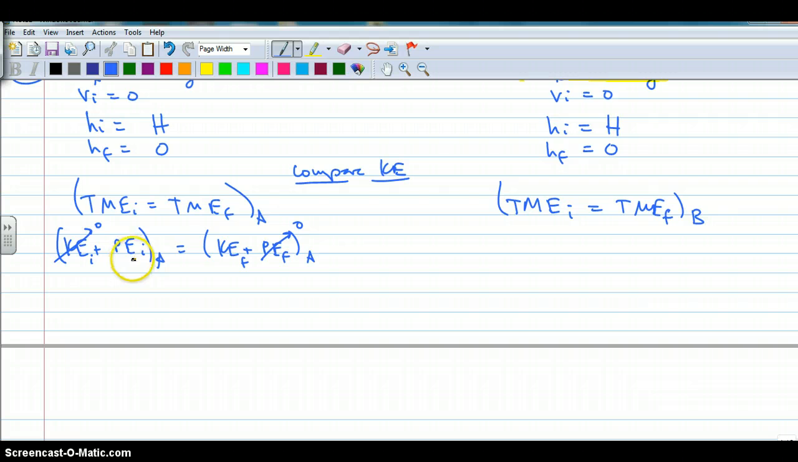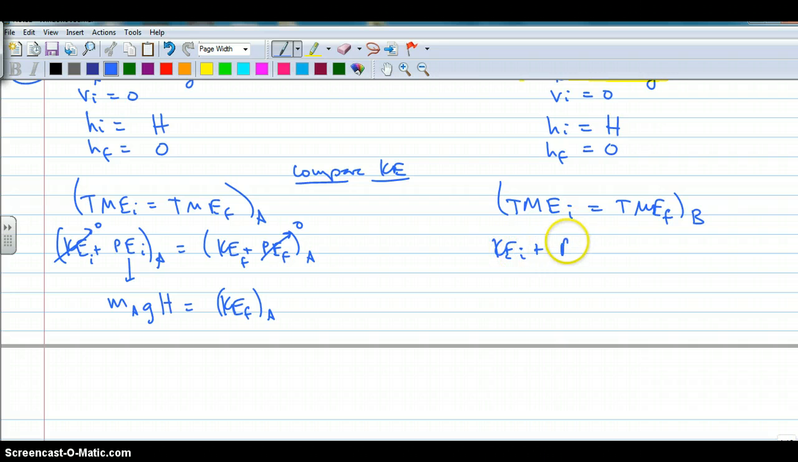So the idea is that this PE, which is just MGH, so M_A G, and I'm going to put in big H because that's what the initial height is, equals, and I'm going to just leave this alone as kinetic energy because that's what we care about. And you can do the same process over here.